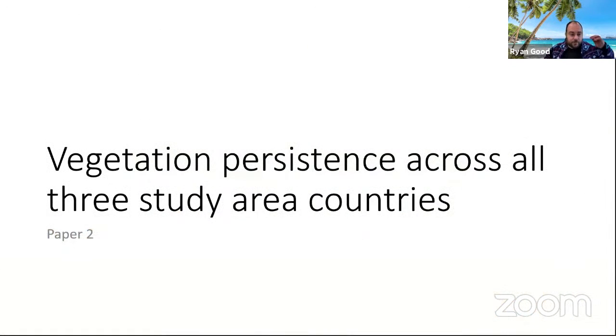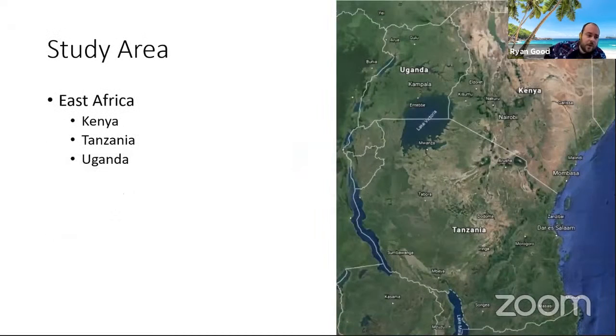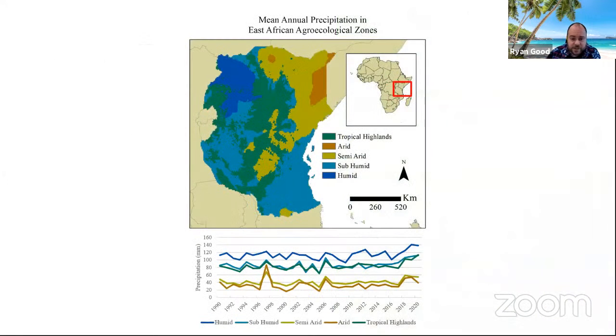So moving on to my second paper, we're going to zoom back out and look at a larger scale now across all 3 of the countries and consider vegetation persistence. Again, the 3 countries I'm examining for this are Kenya, along with Tanzania and Uganda. Before we consider anything else, we should understand that in this region, even though it is completely contiguous, there is significant environmental variation. Uganda's agroecological zones are in particular much more humid, while Tanzania and especially Kenya are notably more arid.